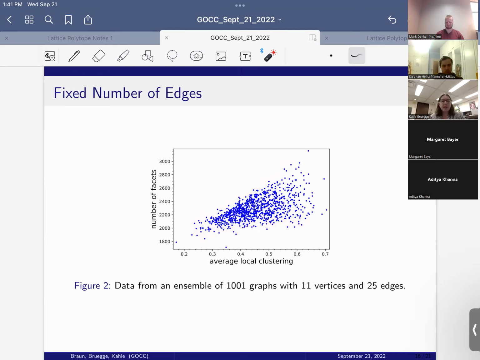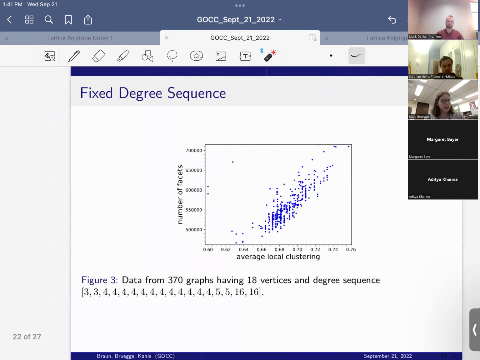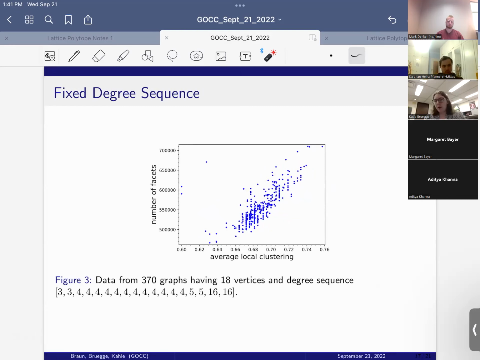And if we restrict ourselves even further to graphs with a fixed degree sequence, we even see that go away. So our average local clustering has tightened even more. This is from 0.6 to 0.76. And we're seeing most of our data points bounded in this thing that doesn't look like it's getting wider. So this is data from graphs on 18 vertices having this nice fun degree sequence.